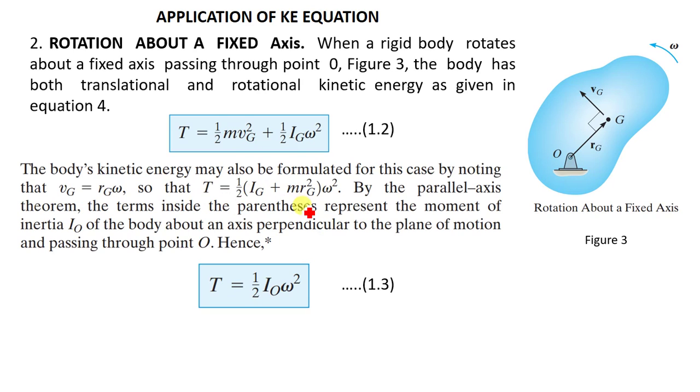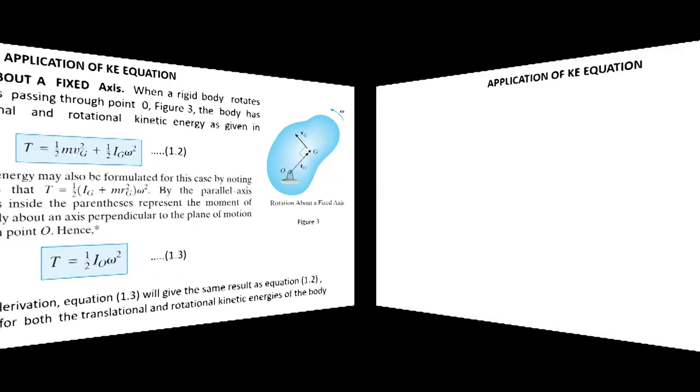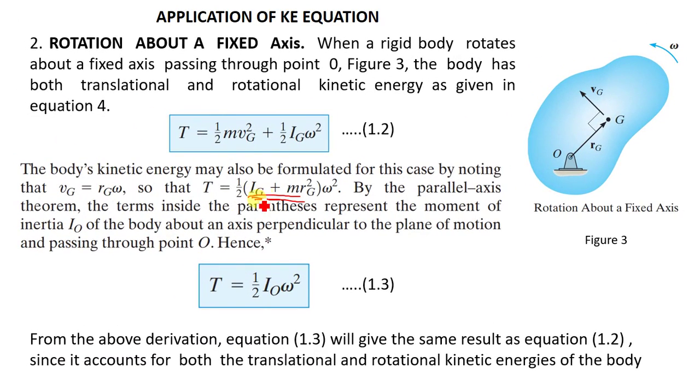Then from there you can conclude, by using the parallel axis theorem, that the terms inside the parentheses represent the moment of inertia about O. When you remember what we discussed in the previous lecture about the parallel axis theorem, this part represents I about O. It represents the moment of inertia of a body about an axis perpendicular to the plane of motion and passing through the point O. So when you use the parallel axis theorem, it just represents IO.